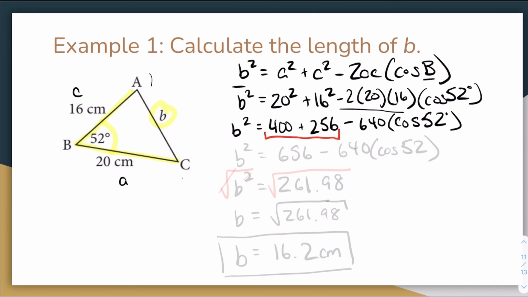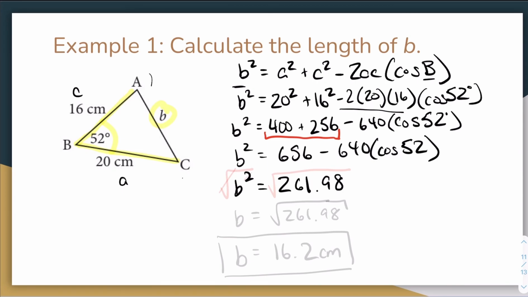Recall, if we have like terms, we can combine them. 400 and 256 can be added together because of this. So b squared equals 656 minus 640 cos 52. I can't subtract yet because I still have 640 being multiplied by cos 52. If I put that all into my calculator, I'm left with b squared equals approximately 261.98.